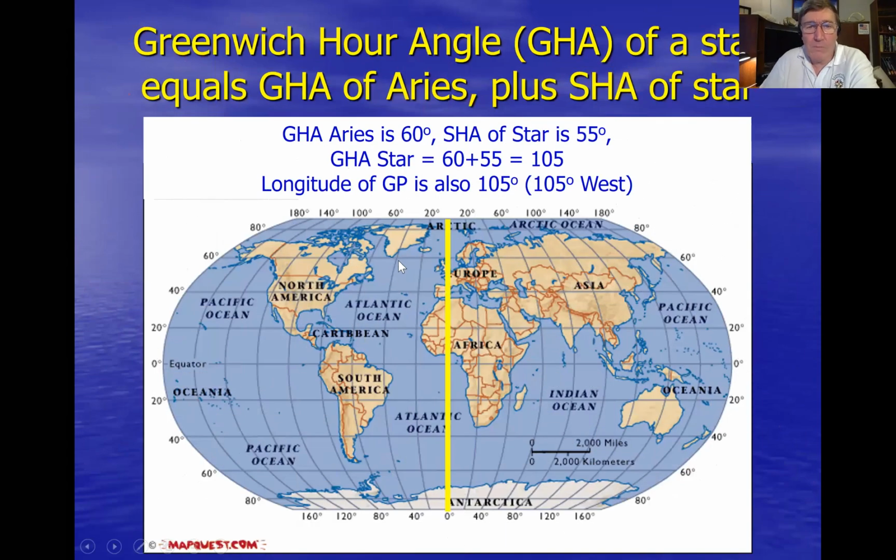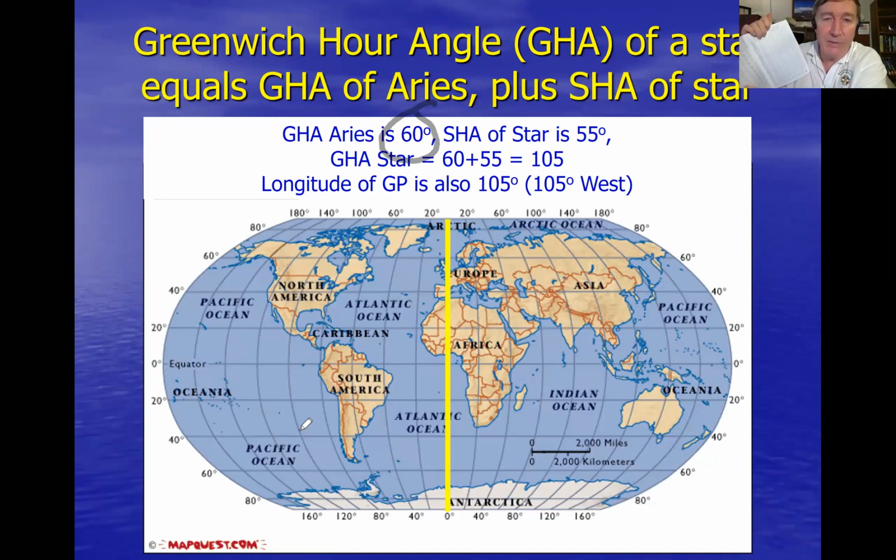Okay. So let's suppose that we've measured some star and we need to know what is the geographic position of the star at the time that we measured it. And so we look in the nautical almanac and they don't have a GHA for the star, but they do have a GHA for Aries. And so let's suppose that we look in here and it tells us that at the time that we measured the star, the GHA of Aries was exactly 60 degrees.